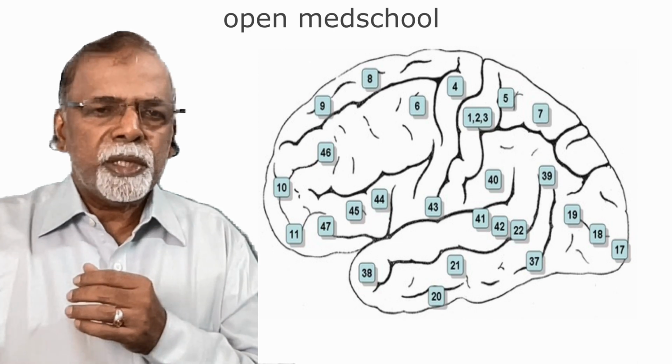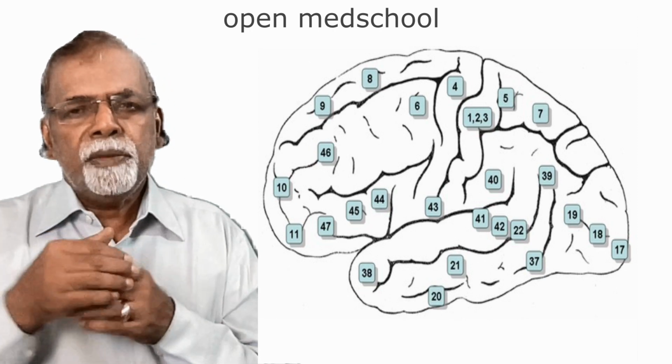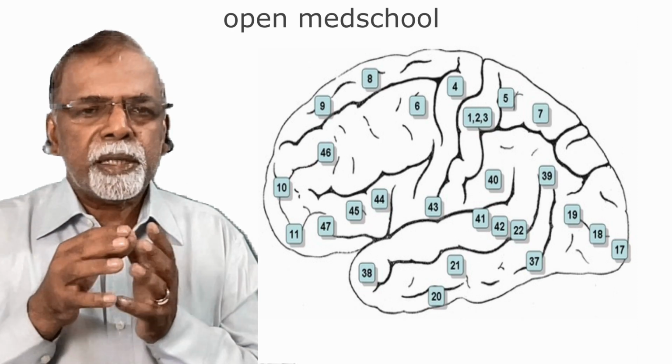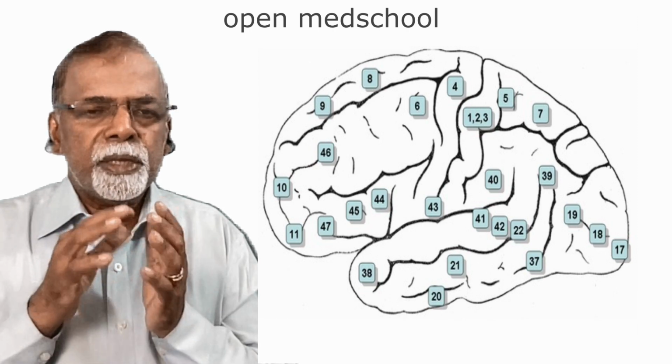Now the other associated structures you should remember are the basal ganglia, which consist of subcortical nuclei involved in motor control and procedural learning. The thalamus acts as the relay station for sensory signals and regulates consciousness and alertness.